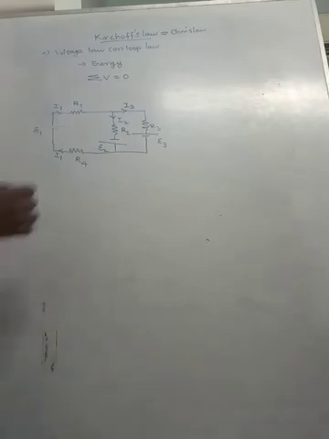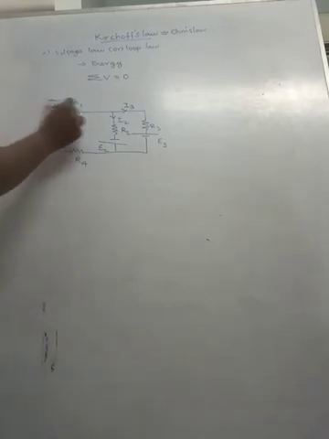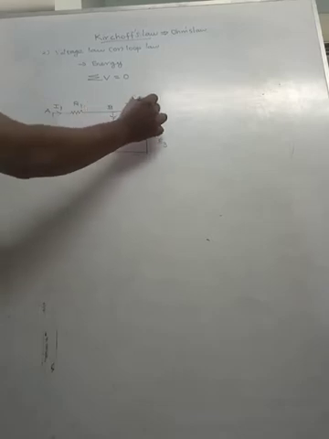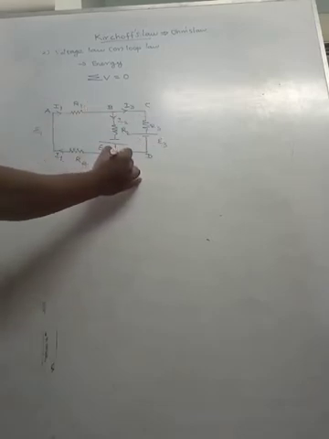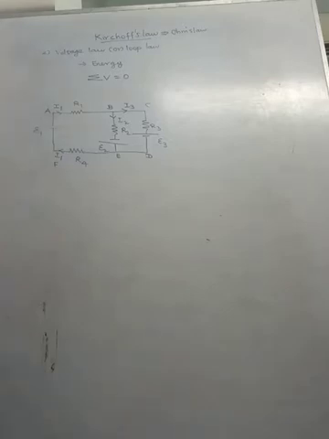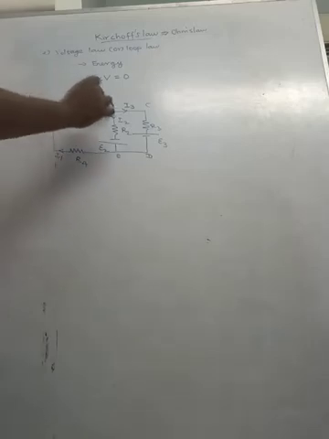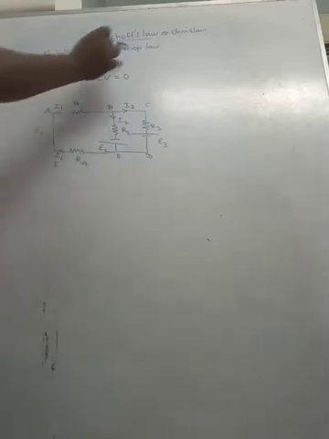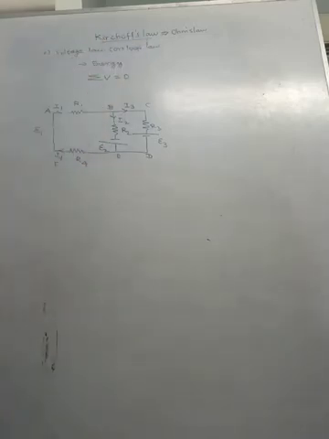Now let us name the points: this as A, this junction as B, this as C, this as D, then E, and this as F. So according to the voltage law, let us take a closed path, or a loop. That is the reason it is called the loop law. Let us take this loop A, B, E, F, A.